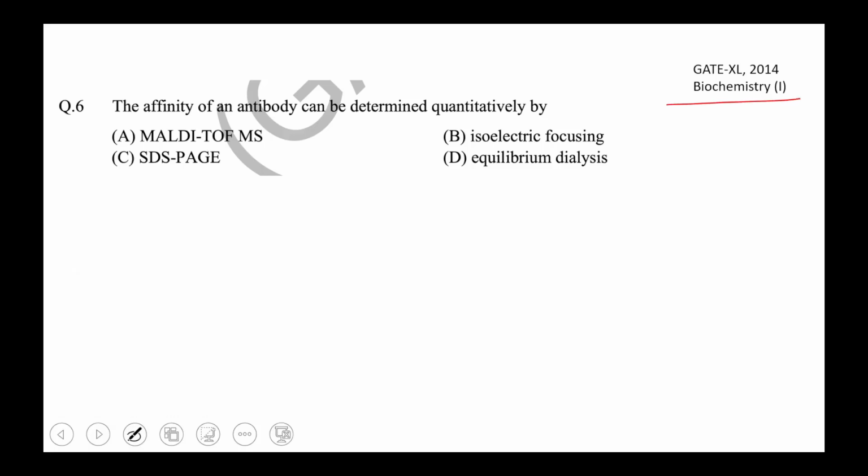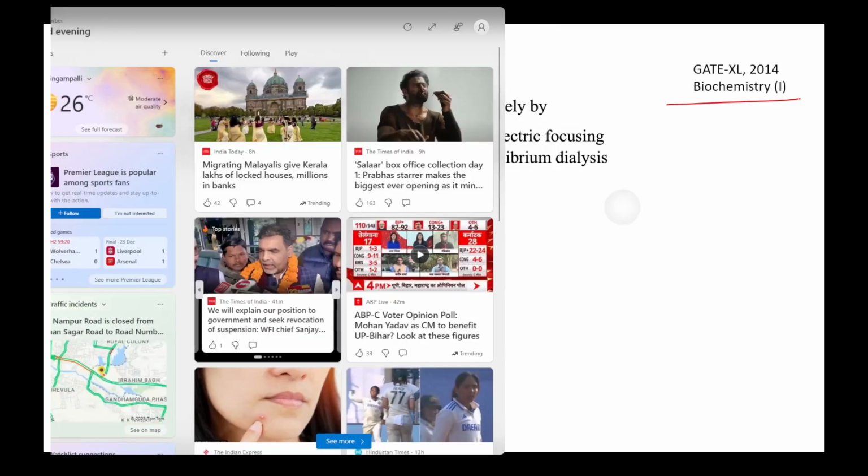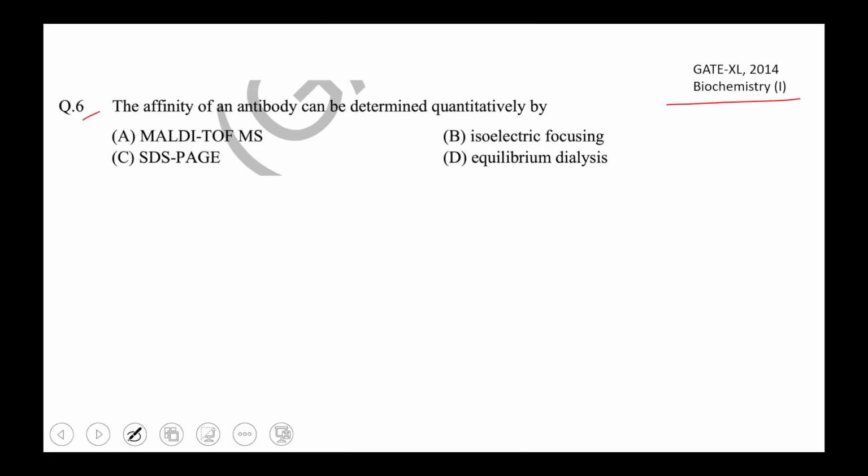biochemistry portion. This is question number 6 and the question is, the affinity of an antibody can be determined quantitatively by which of the techniques? So 4 techniques are given and we have to find out the affinity.